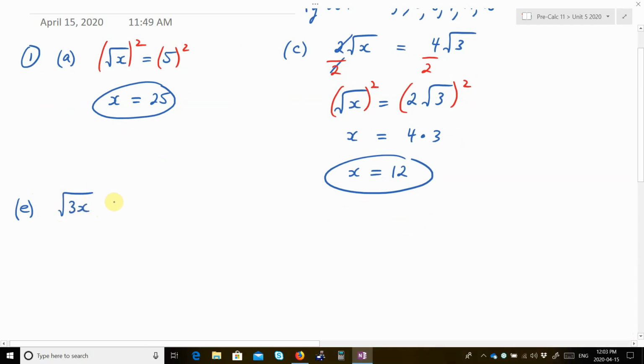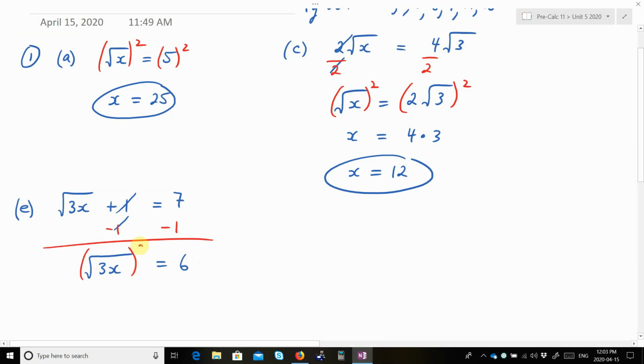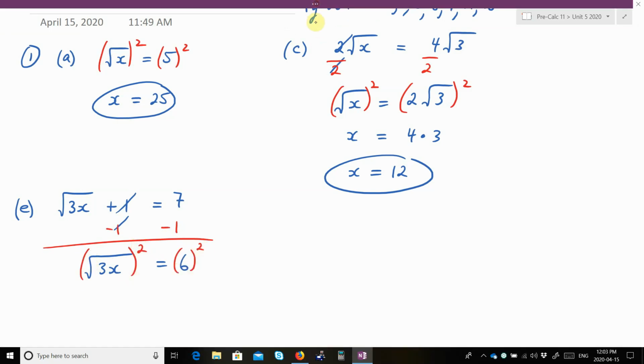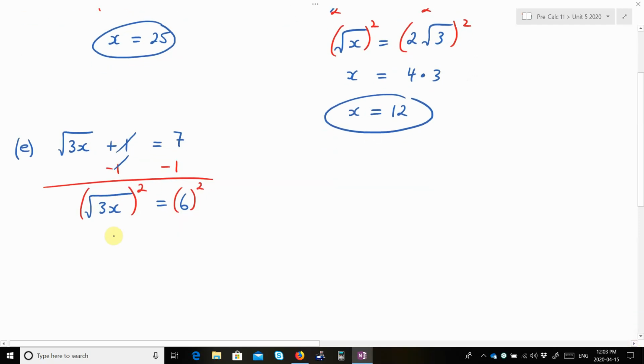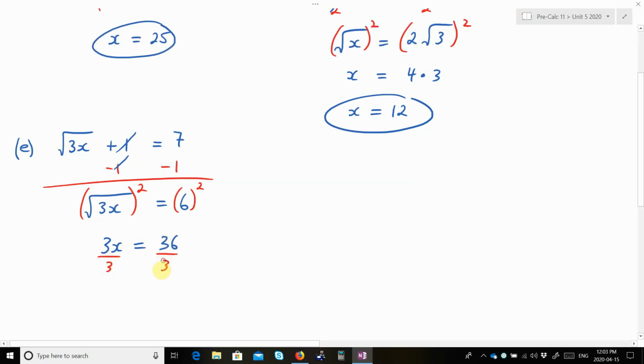We have the square root of 3x plus 1 is equal to 7. I'm going to isolate the radical first, so subtract 1 from both sides. We have the square root of 3x is equal to 6. And now that the radical is by itself, we are going to square both sides. The square root of 3x squared is 3x, and 6 squared is 36. Divide both sides by 3. And we end up getting x equals 12.